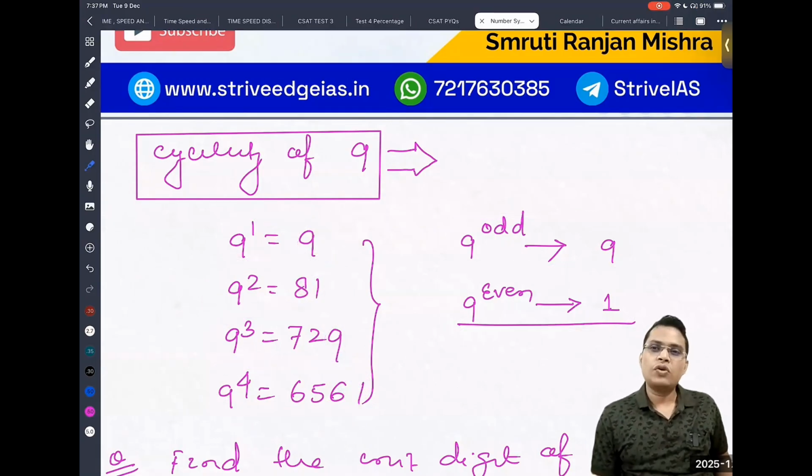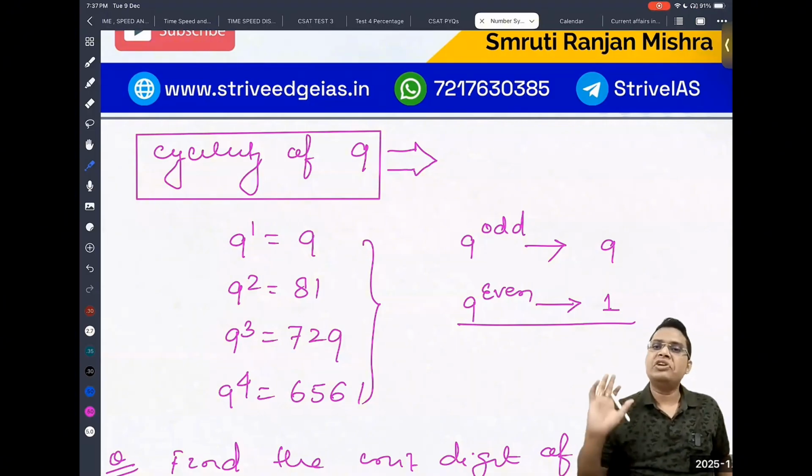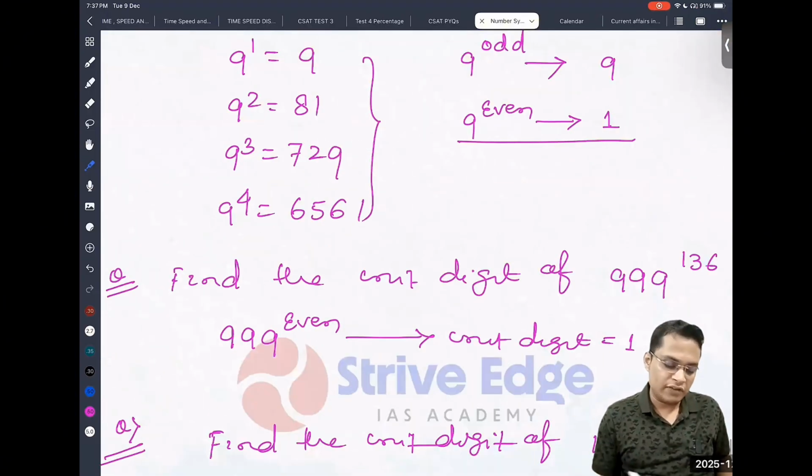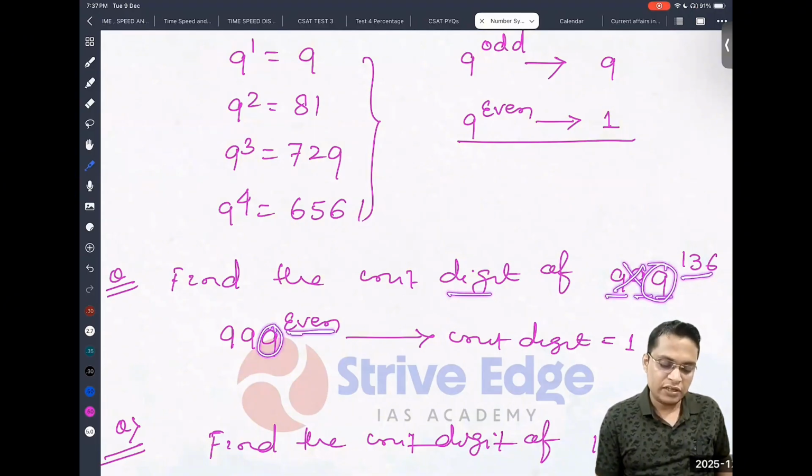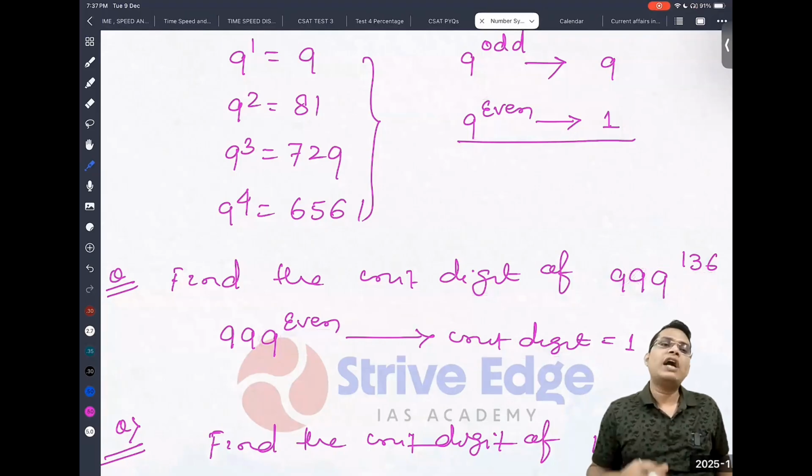Okay. So by looking into that, we can say the unit digit, whether it is odd or even. So here you can see, find the unit digit of 999 to the power 360. We are not concerned about this, we are concerned about only the last number. So last number to the power even, so we'll get unit digit as 1. By looking into that you can directly say that.